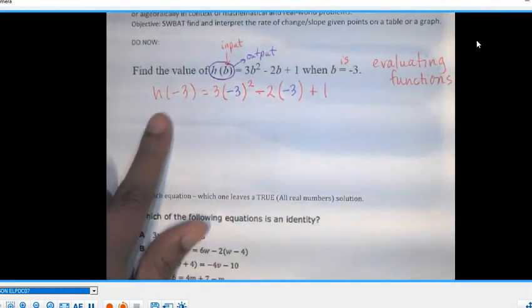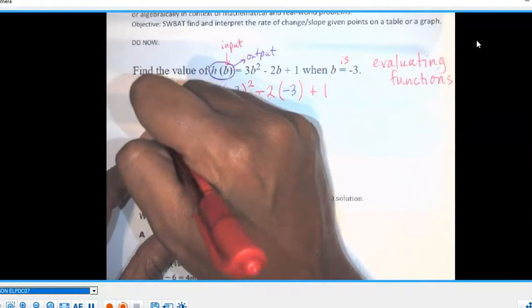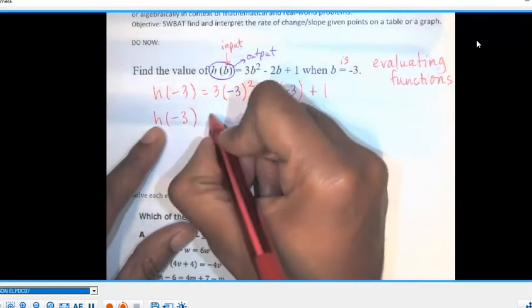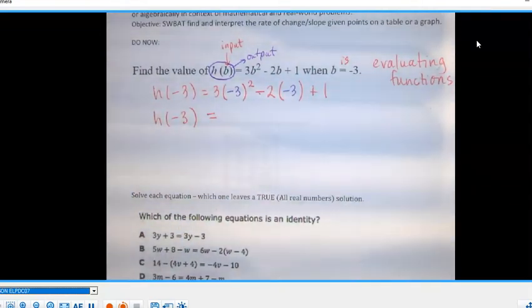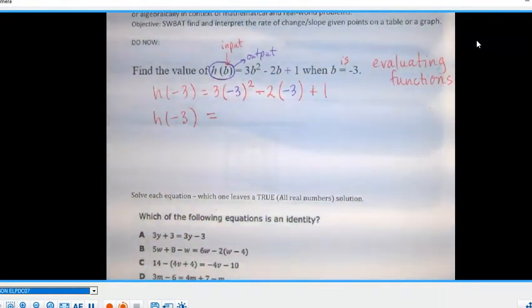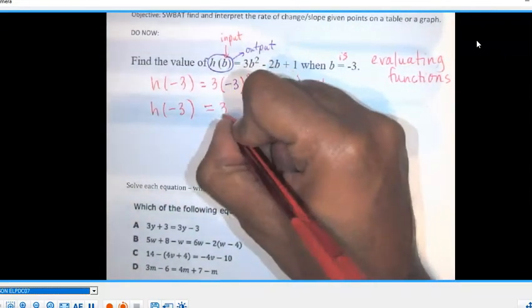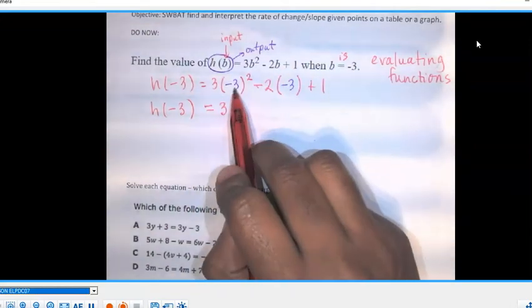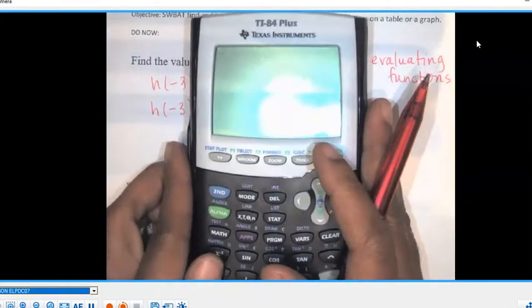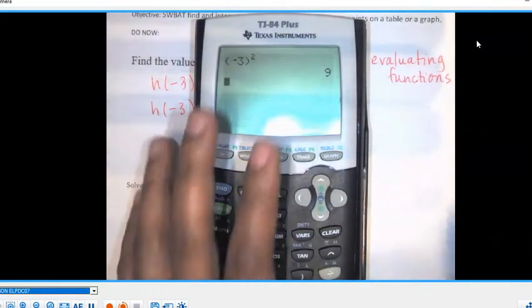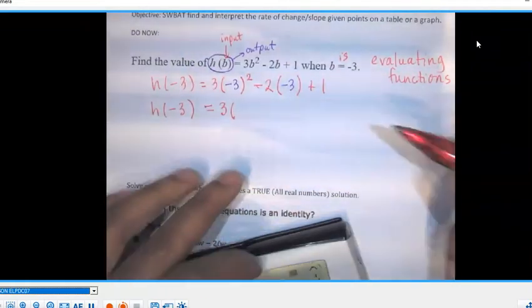Okay, so basically we'll keep the same notation for this function. What will happen when B is -3 into the H function? What do we get out? Okay, so I'm going to grab my calculator, and remember, when we do computation or evaluating, we do our what? We do parentheses and exponents. So I'm going to put a 3, open parentheses, and I'm doing -3 squared. So in my calculator, I'm going to do an open parentheses, -3, close, raised to the second power, enter, that's +9, okay? So I got 3 times 9.